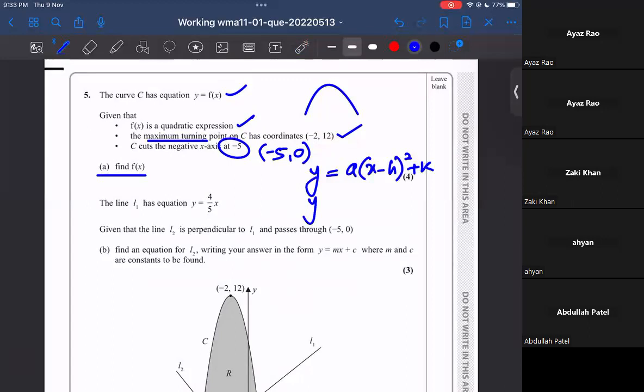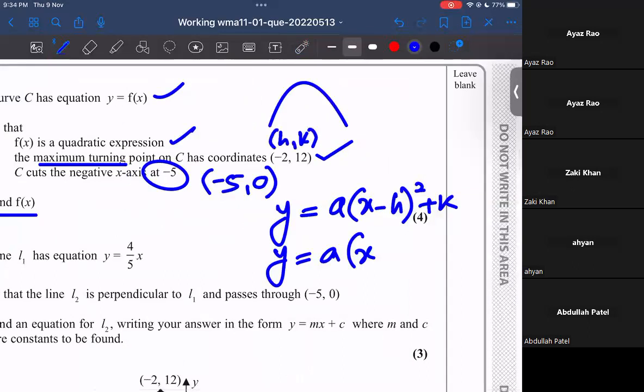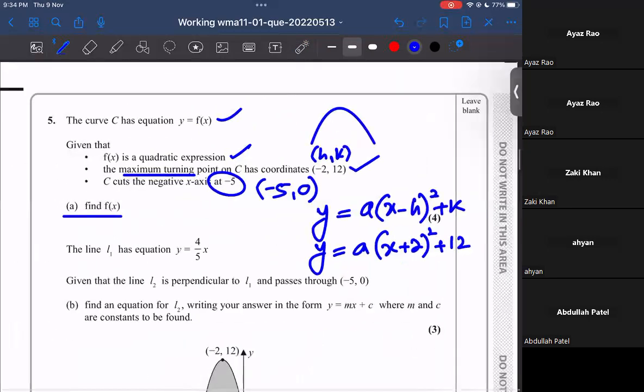So we know that we have the values of h and k. This turning point is the value of h and k. So the value of h is going to be -2, so minus +2. The value of k is 12. Now the thing is, what should be the value of a?